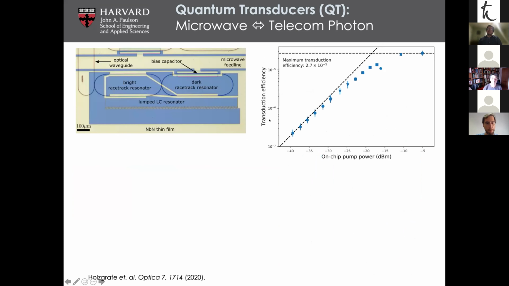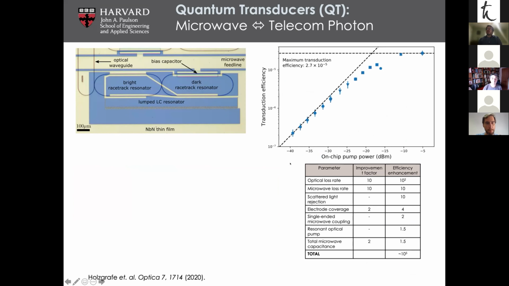I'm skipping a lot of details here, but we have roughly a conversion efficiency of 10^-5, which sounds like a really, really bad, very inefficient way. But it turns out that there are actually very simple improvements that could be made, summarized in this table, that essentially give you a 10^5 improvement in this transduction efficiency for microwave to optical photon, and which will bring this efficiency to basically 1.